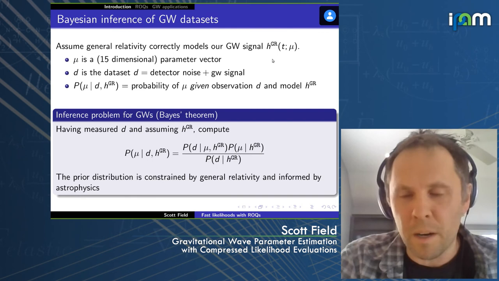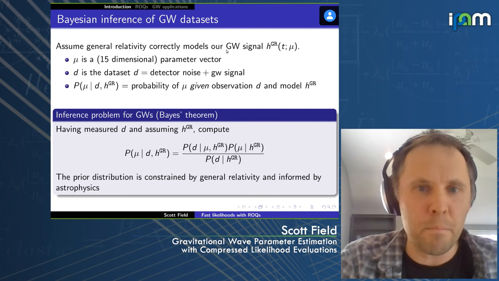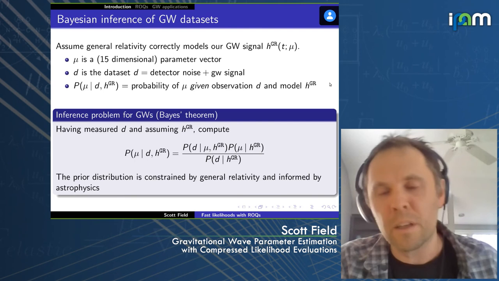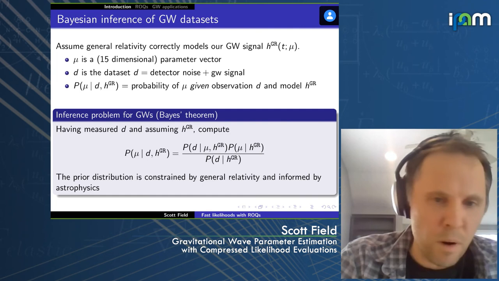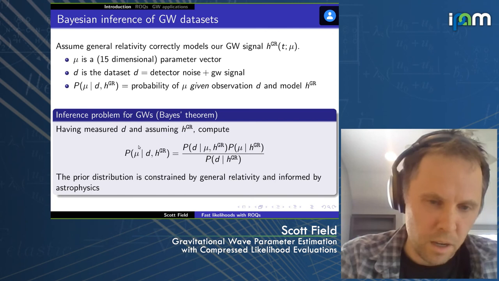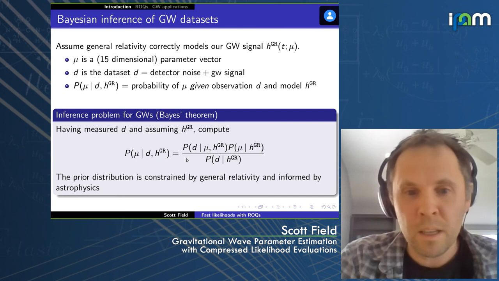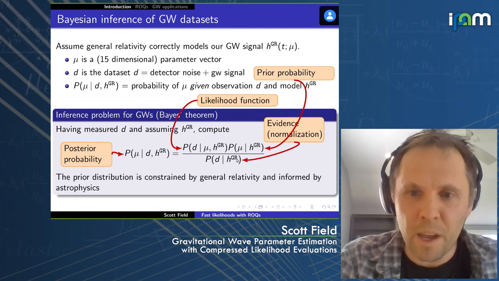We assume some model is maybe given by GR or some approximation to GR. And it's described by, in the case of binary black hole systems, a 15-dimensional parameter vector, which includes things like the extrinsic parameters and so on. And really the goal of the parameter estimation problem is to compute this posterior distribution here on the left. So the probability of the signal that you've observed being described with some parameters. That's what you would like to compute.